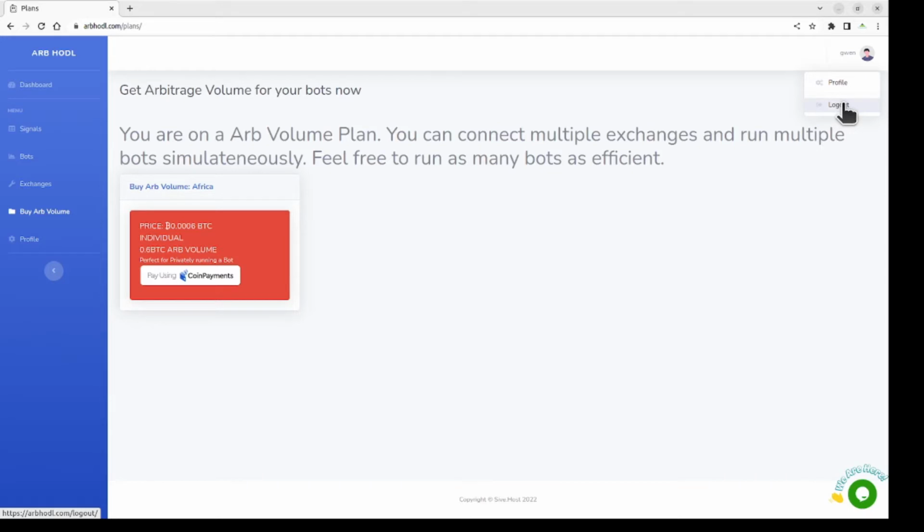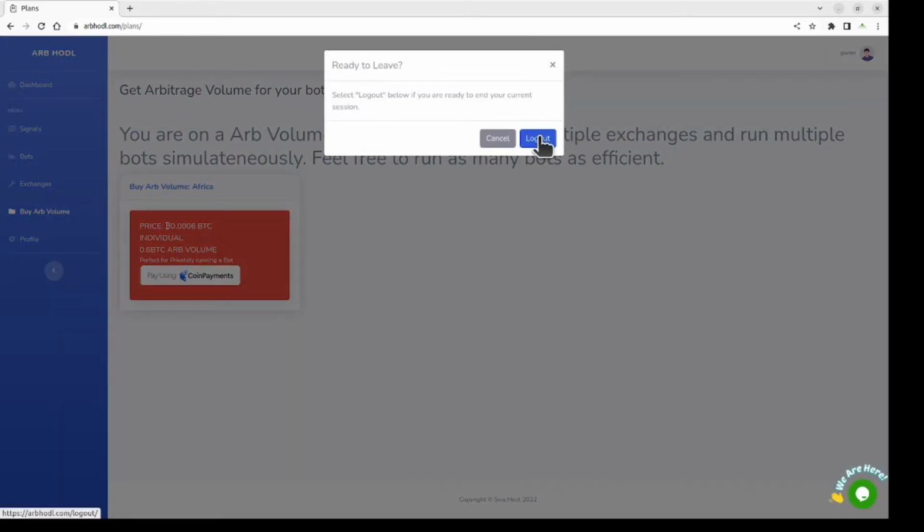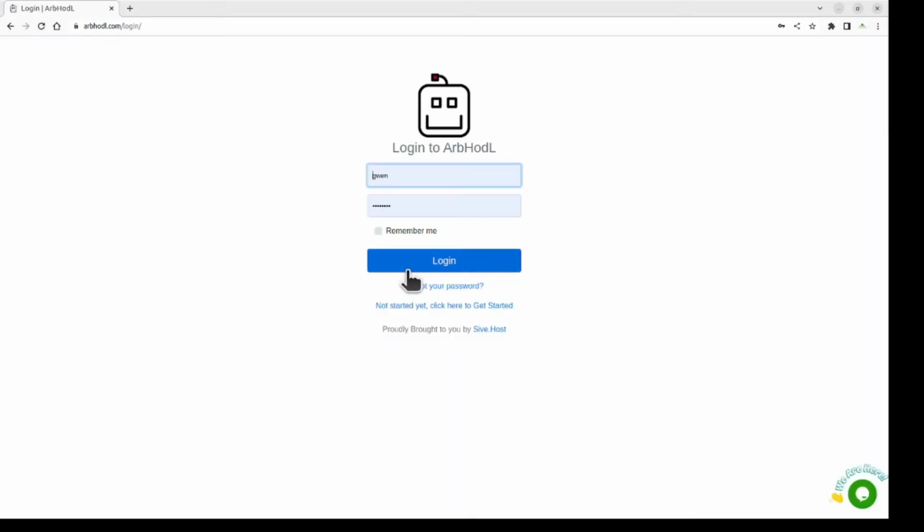Then go back to arbhodl.com, log out, and log back in again. If you enter your QR code and it says incorrect, just wait 1 minute for a new code to generate. Then try again putting in the code and click Validate.